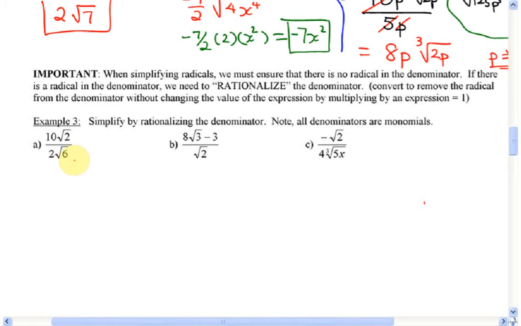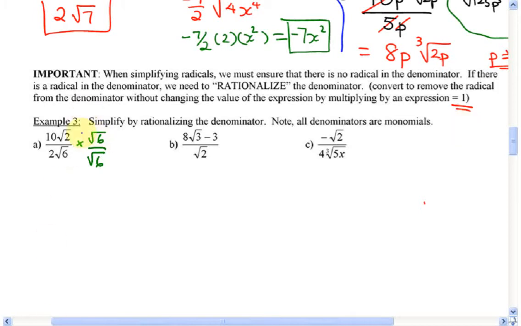So let's take a look at example number 3 here. And if I ask you to please simplify by rationalizing the denominator, I want you to find a way to get rid of this root 6 from the denominator. How can I do this? Multiply by what? Yeah. Now, you're going to have to multiply by root 6, because root 6 times root 6 is just regular 6. But you can't just do that to the denominator. You have to do that also to the numerator, because the expression must be equal to 1. You can't multiply by something that's different than 1, or you'll change the whole value of the expression.